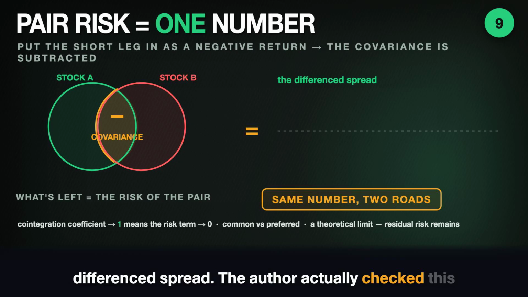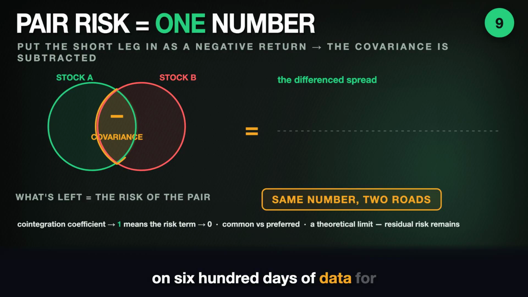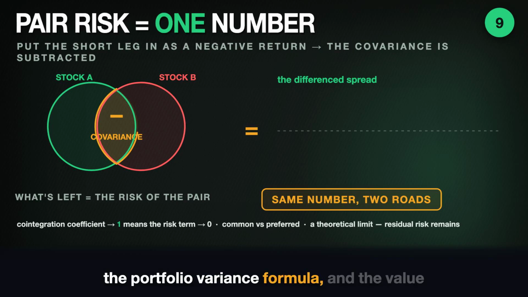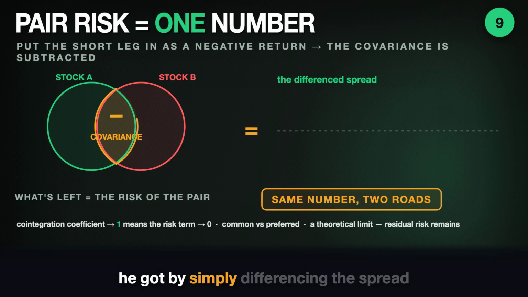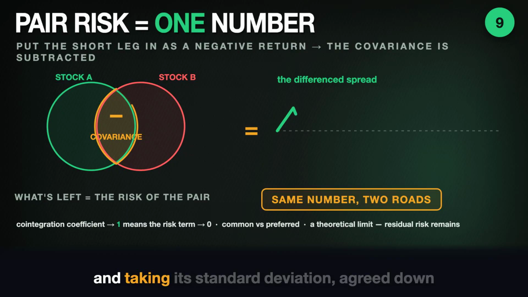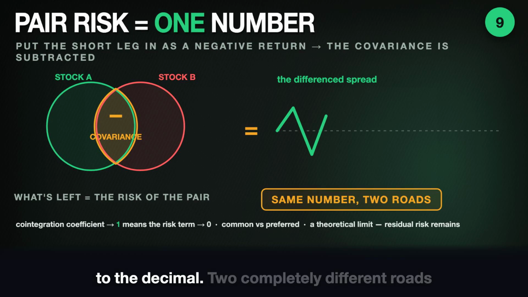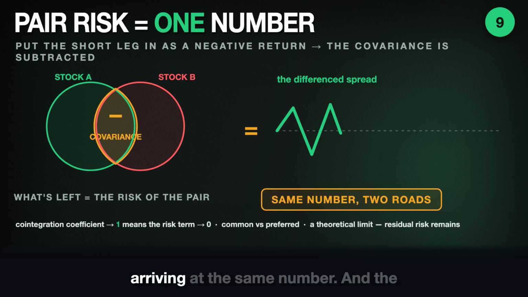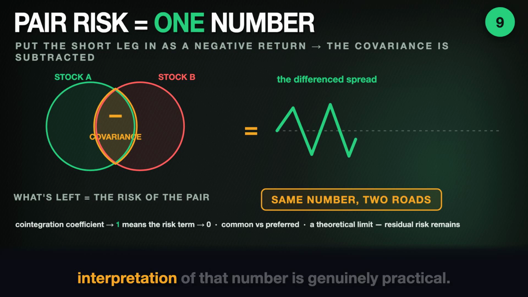The author actually checked this on 600 days of data for two stocks. The value he got from the portfolio variance formula and the value he got by simply differencing the spread and taking its standard deviation agreed down to the decimal. Two completely different roads arriving at the same number, and the interpretation of that number is genuinely practical.